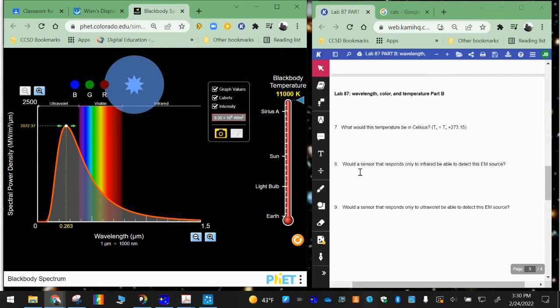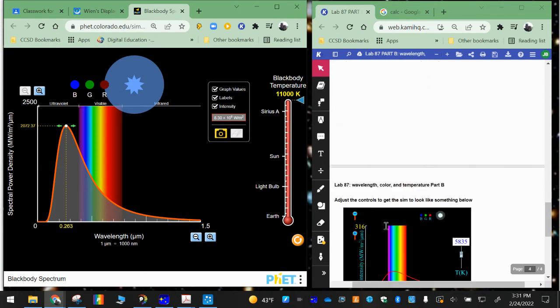Then it says, would a sensor that responds only to infrared be able to detect this? Well, infrared is over here, so the peak would have to be over here for the sensor to detect it. However, the peak is over here in the UV, so no, it would not detect it. Then it says, would a sensor that responds only to ultraviolet be able to detect this? Yes, because the peak is in the ultraviolet region.